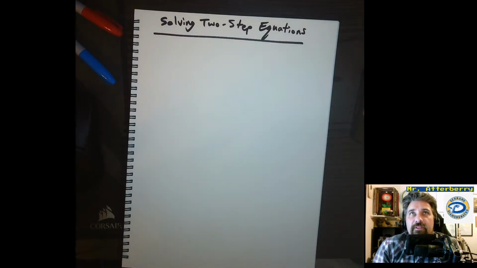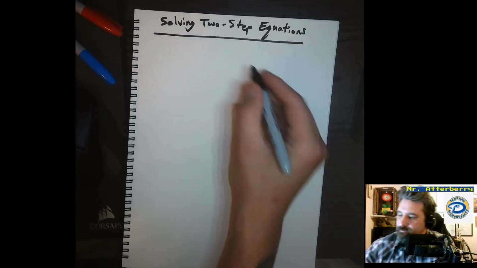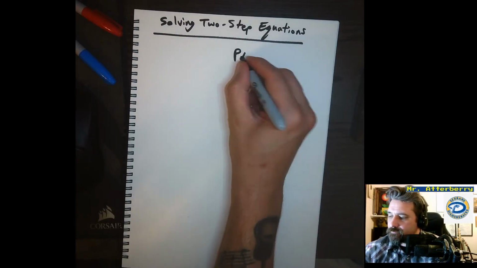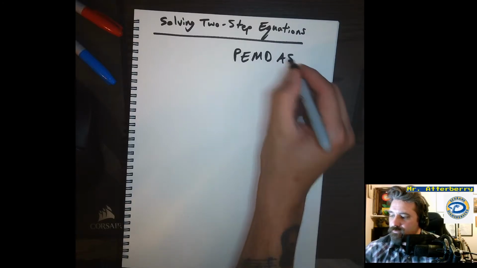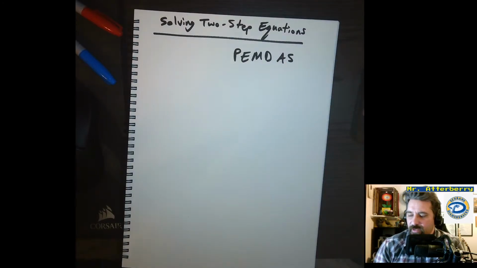Let me kind of show you. Let's do some light review of PEMDAS, the order of operations, because it's going to kind of come in handy when we do this, okay? So remember the order of operations, you did parentheses, then exponents, and then multiplication, division, and then addition, subtraction.